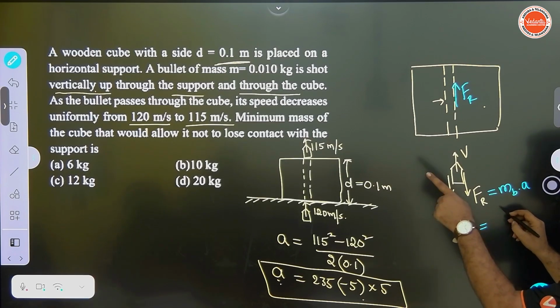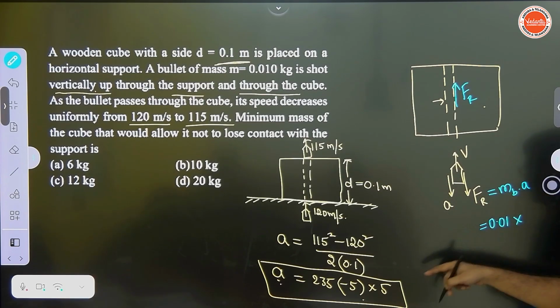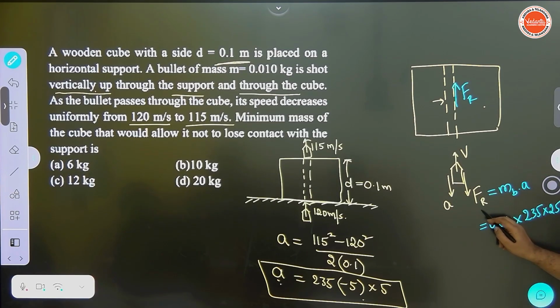What is that equal to? The mass of the bullet is given to you. How much? 0.01 kg. And what is the acceleration? The magnitude of the acceleration is 235 into 25. Clear? So this is the resistive force that the block is applying on the bullet, and the bullet also will apply an equal and opposite amount of force.